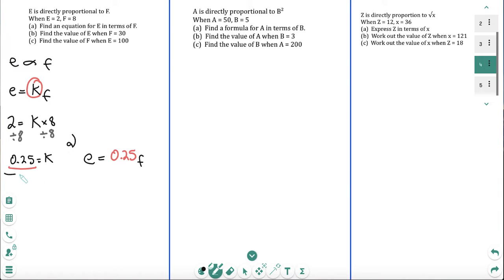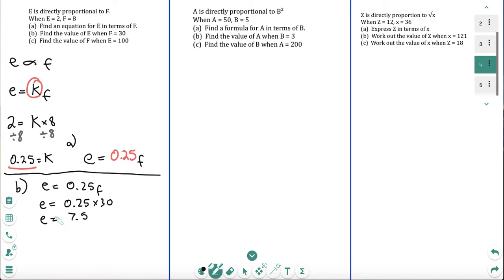All right. Now part B. Find the value of E when f is 30. We're going to go right back to our formula. So once we find our formula, it's going to help us do B and C really easily. So I'll copy out my formula again. E is equal to 0.25 f. Find E when f is 30. I'm going to replace f with 30. So E is equal to 0.25 times 30, which is 7.5. And that's part B done.